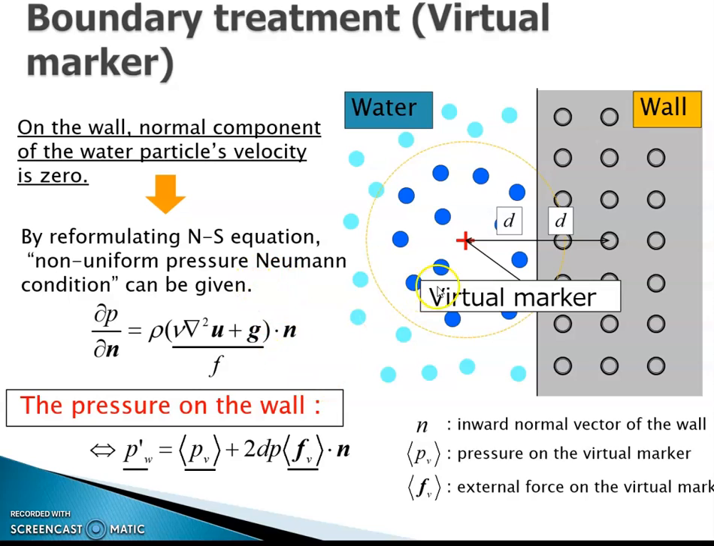The conventional or pseudo Neumann condition puts virtual markers in the water domain. In order to prevent penetration of the water particle into the rigid body, the normal component of the water particle velocity has to be zero, and this condition is called the non-uniform pressure Neumann condition. The virtual marker is located symmetrically to the wall particle with the distance, and then the physical quantity on the marker is interpolated using the ISPH approximation.